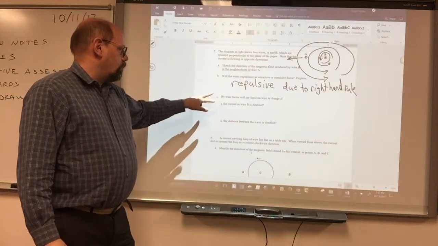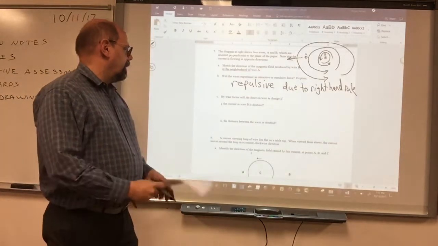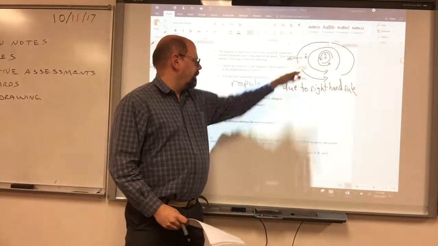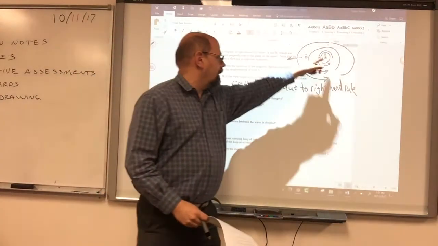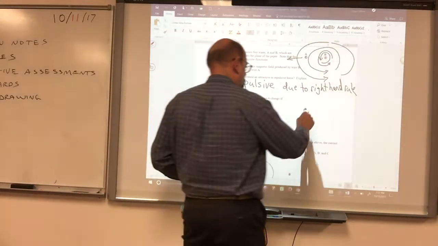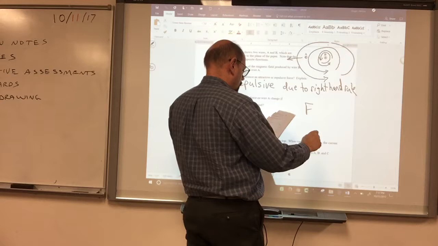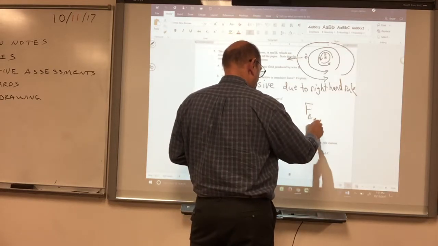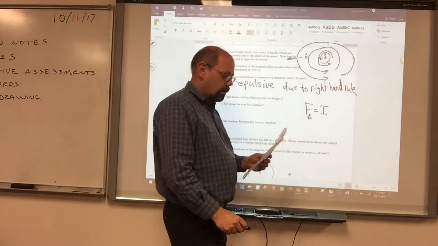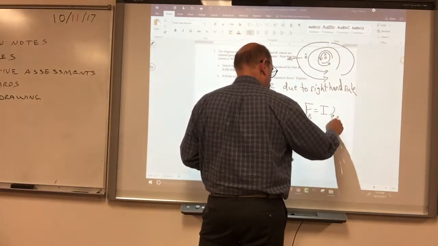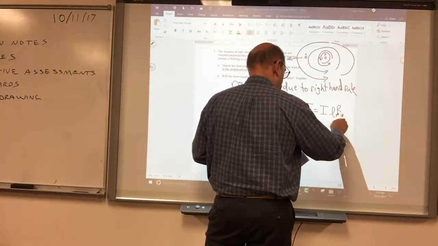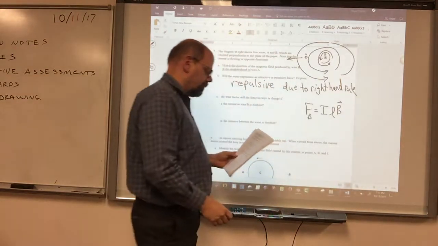This one's great. It says, what factor will the force felt on wire A change if the current in B is doubled? So what we need is the formula for the current to force ratio. The force on a wire based on some magnetic field is going to be related to the current, that's what I is, times the length of that conductor that's in the field, times the field itself, the strength of the field itself.